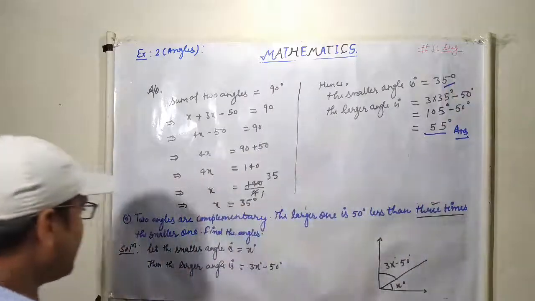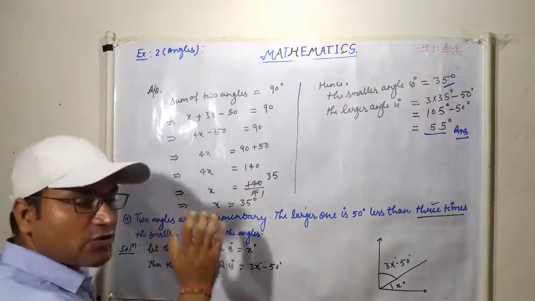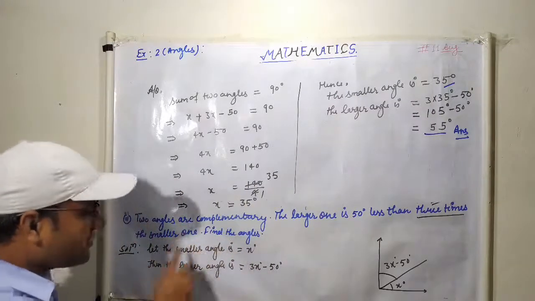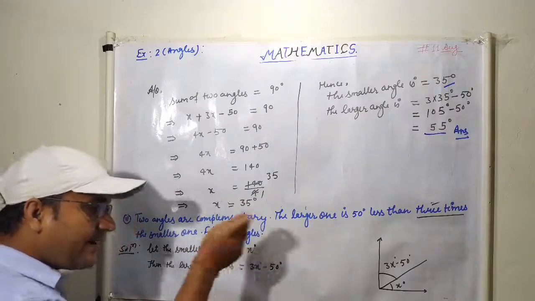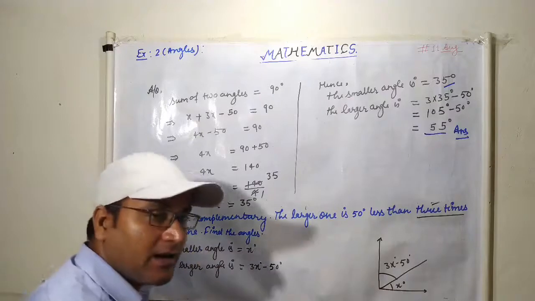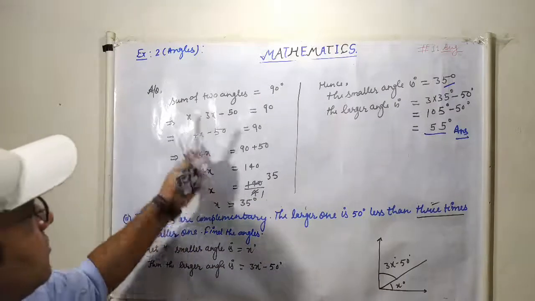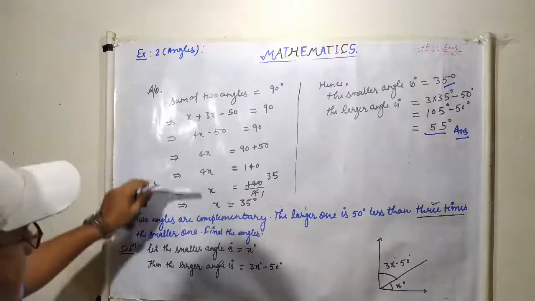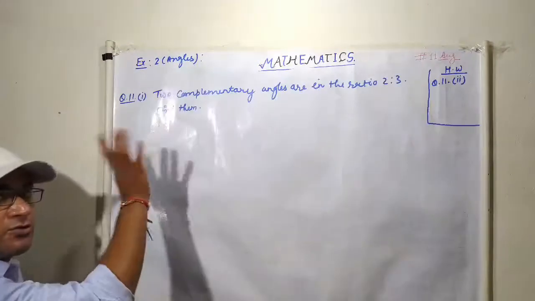Okay, students. If you are getting this type of question, read the question properly, and then make your assumption: let the smaller angle be x and the larger one is 3 times the smaller one, and after that it is 50 less. So subtract 50 from that. And then you know that the sum of the two angles is given as complementary, it means 90 degree, and then you will do it this way. Okay, now I'm going to do that.